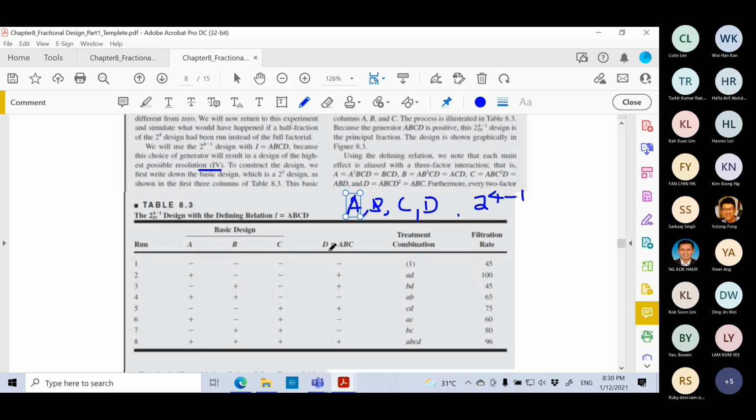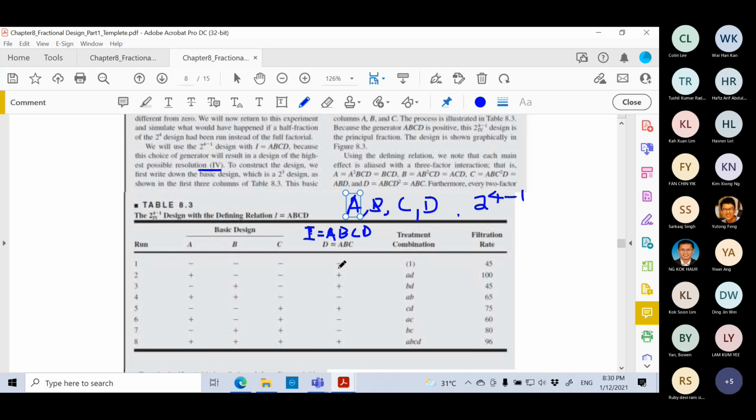So therefore, if you want to get the sign for the D here, then we will just use I equal to ABCD. Then you multiply both sides by the D here, then you get the D equal to ABC. So you just multiply all the signs here, you get the negative. You multiply all the signs here, you get the positive, and so on. So this is the sign for the D.